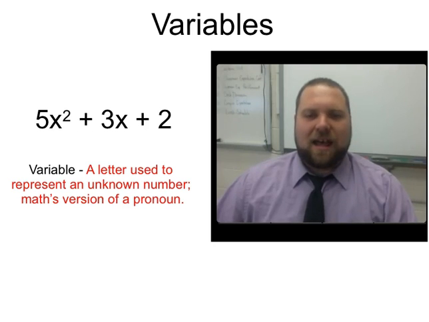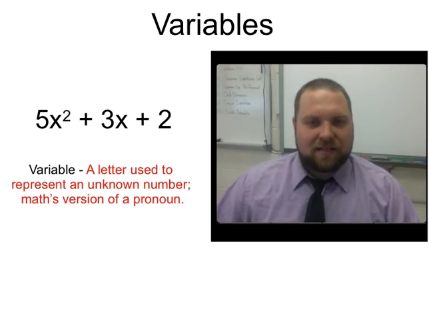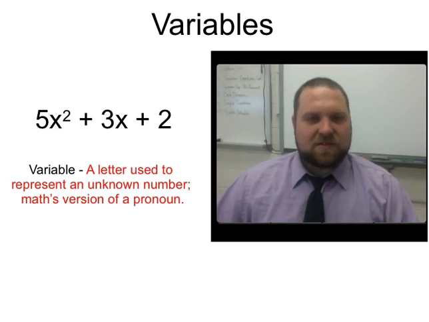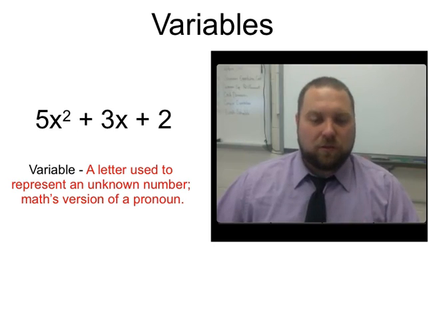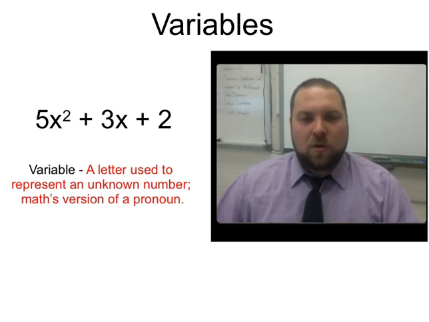The pronoun I refers to whoever the speaker is. So rather than having to say your name over and over again, you can just say I, and it shortens it. Whoever you're speaking to, we call you. Rather than having to give that person's name over and over again, we just use the word you as a substitute. Variables are the same way.